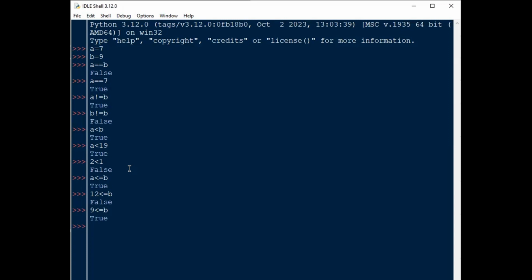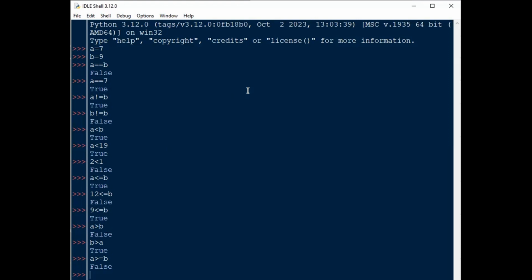Then we have the greater than sign. If we say a greater than b, we get false because 7 is not greater than 9. But if you write 9 greater than a, you will get true. Similarly, we have a is greater than or equal to b. Again, we will get false because 7 is neither greater than 9 nor equal to b. So this was all about relational operators.